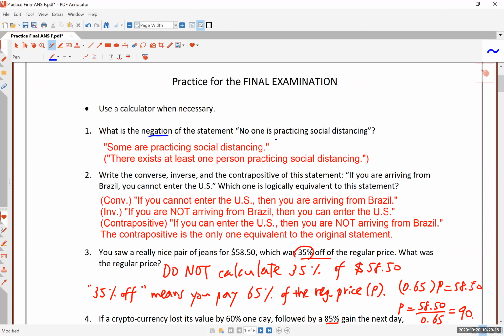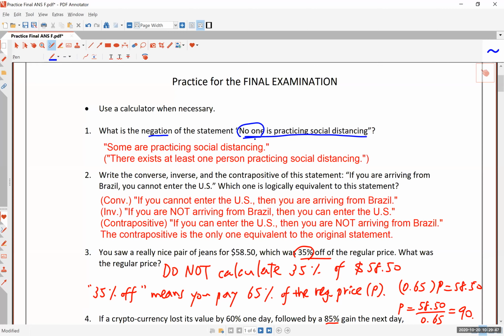And so if no one is practicing social distance is the original statement that you are supposed to negate, the question you should ask is, under what condition would this be false? In other words, what do I have to show to prove that this is wrong? If somebody claims to you, no one is practicing social distance, how would you dispute that? All right, and the answer is, you just have to find one person who is socially distancing, right?